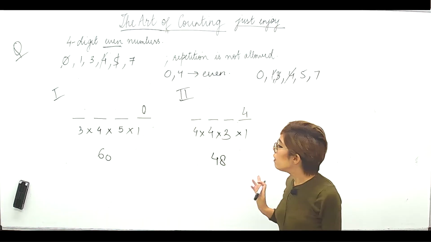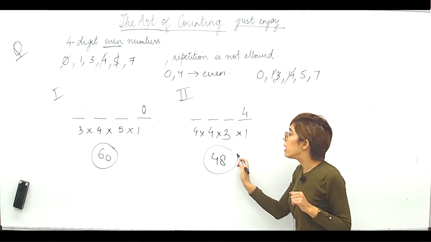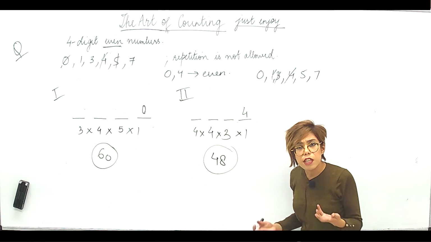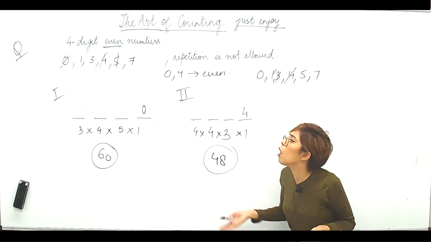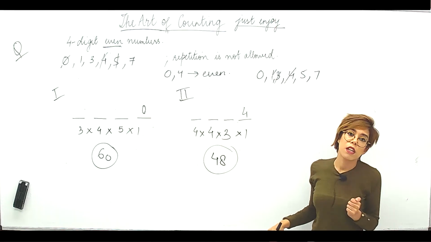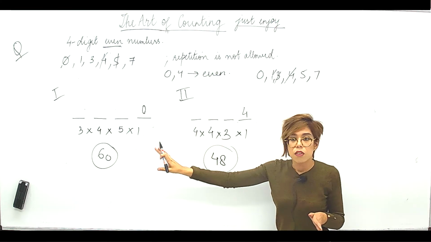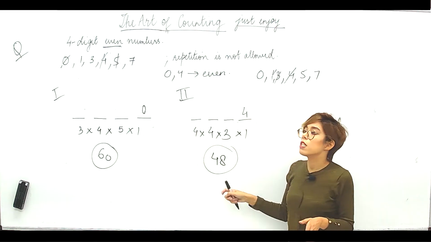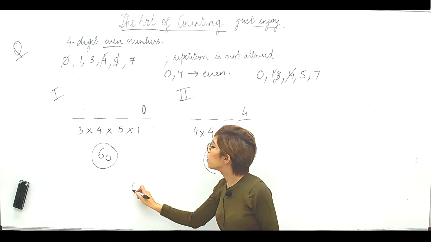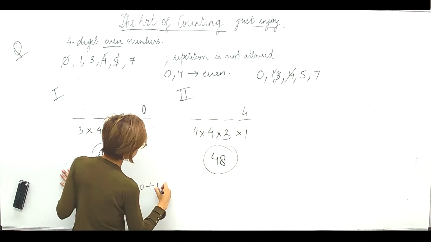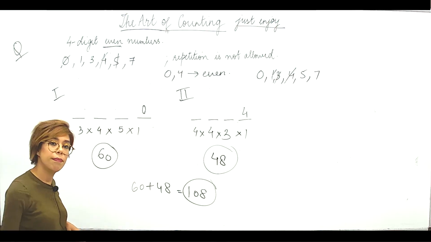Now in this first case, I got 60 cases. In this second case, I got 48 cases. I'm asking you the total number of cases. Obviously there are no overlapping cases. Here there is 0, here there is 4. Where would the overlap come from? These are separate, exclusive cases. So 60 in the first, 48 in the second, I have exhausted all of them. Total will be 60 plus 48, which is obviously 108. That's the answer.